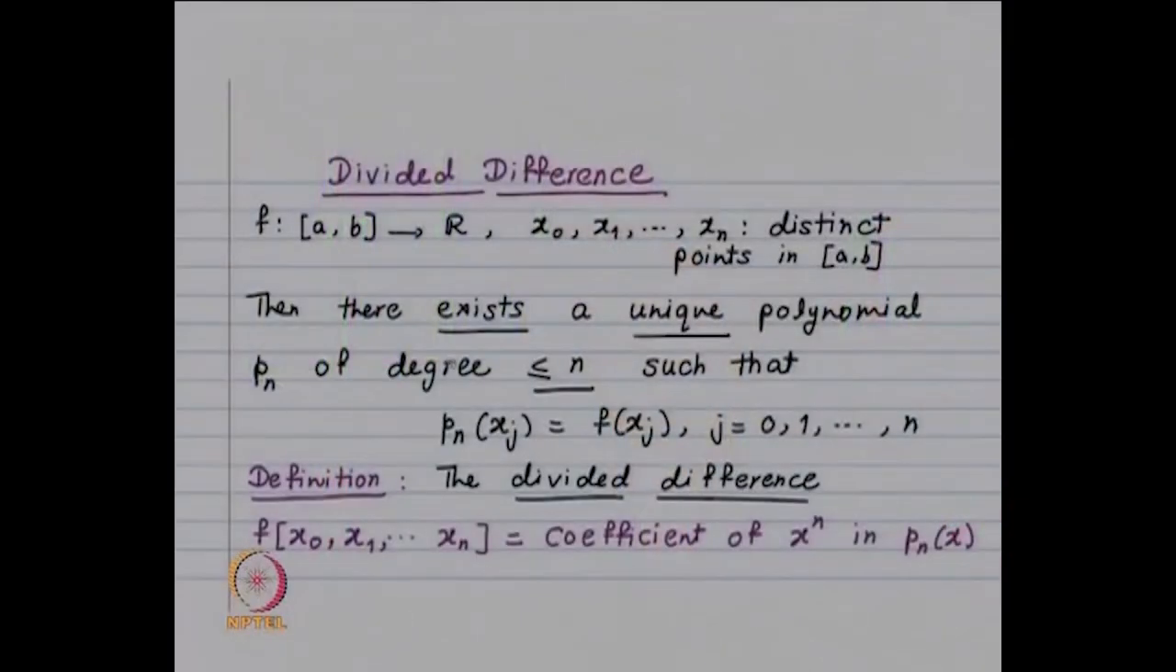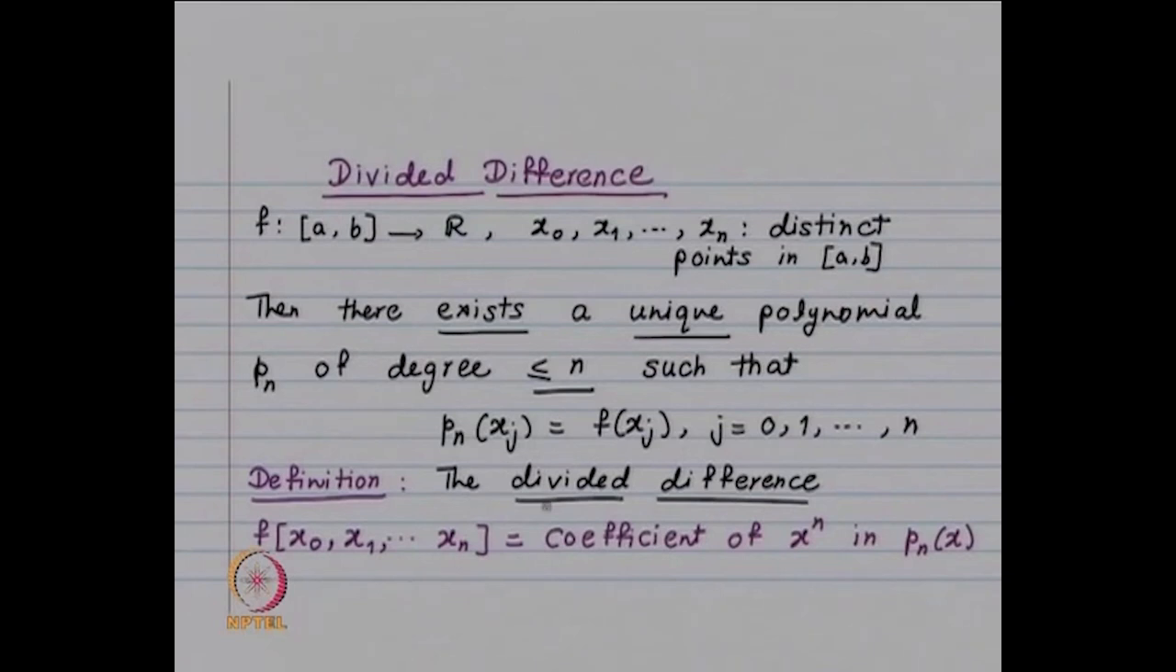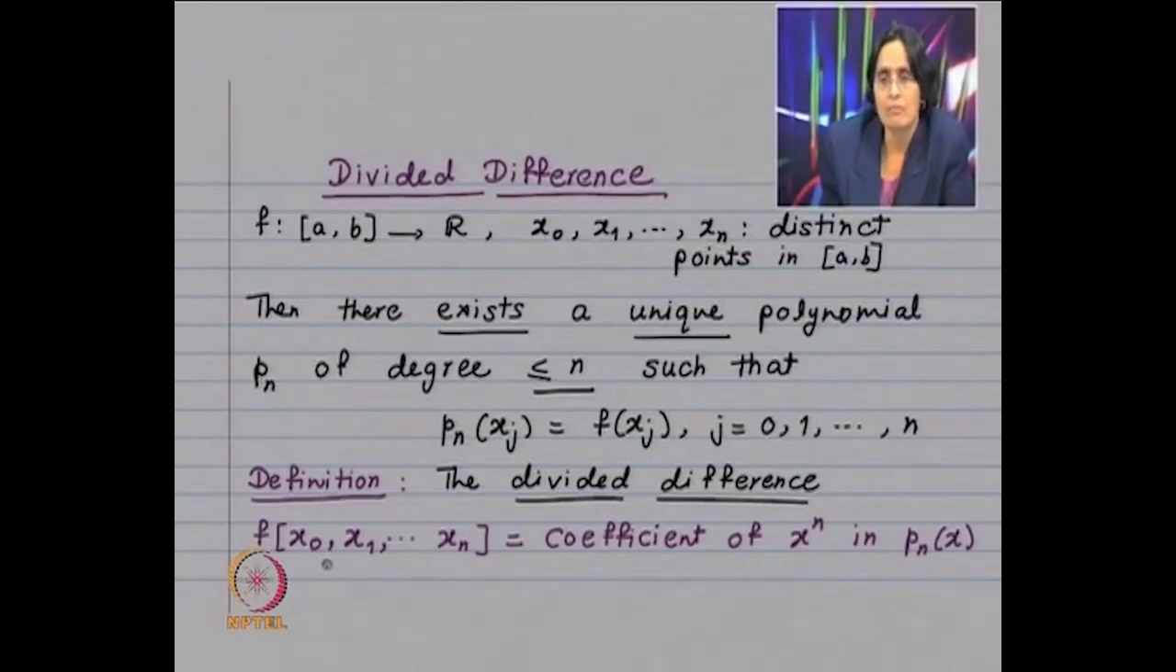So, now let us get back to the properties of divided difference. The divided difference is defined as follows: look at the coefficient of x raised to n in the interpolating polynomial p n x. There is a unique polynomial p n such that p n x j is equal to f x j. Whatever is the coefficient of x raised to n, that is going to be our divided difference based on points x 0, x 1, x n.